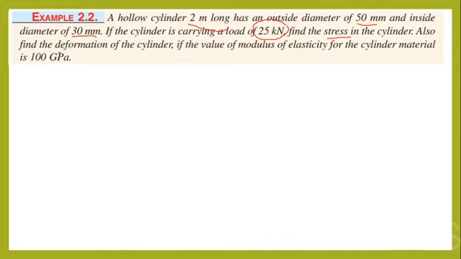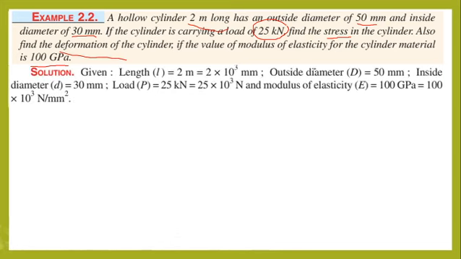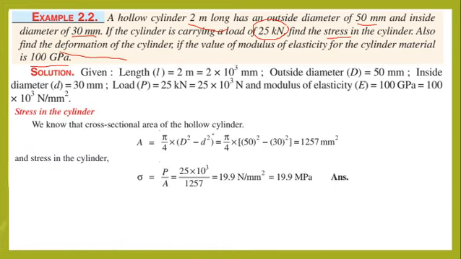Also find the deformation delta L. We have to calculate it if the value of modulus of elasticity for the cylinder material is 100 gigapascal. So we are asked to calculate the value of stress. In the question they have given the load and the diameter, so we can calculate the area from the given values. Here are the given values: length, outside diameter, inside diameter, load, and modulus of elasticity are given.